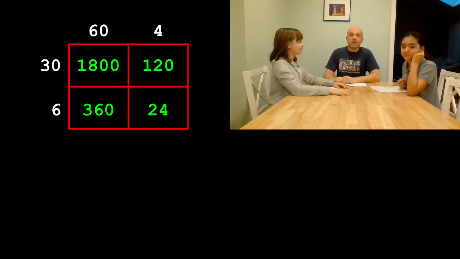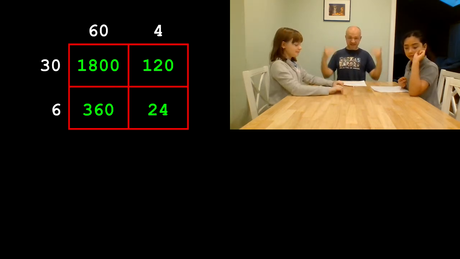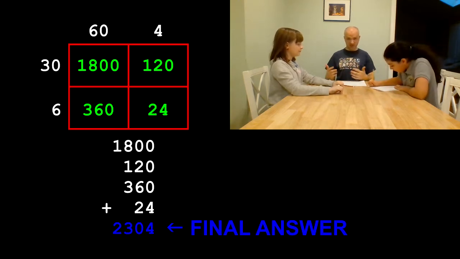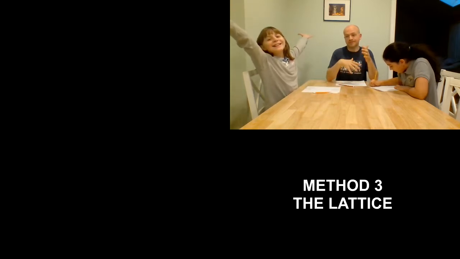Anyway, the point is, as before, all 4 of those numbers that fill in the boxes get added together, and you will get the same 2,304 as we got previously. Okay. Now we go into the lattice method.